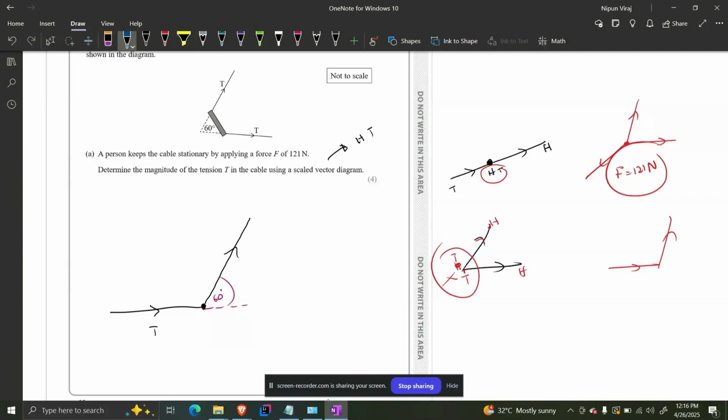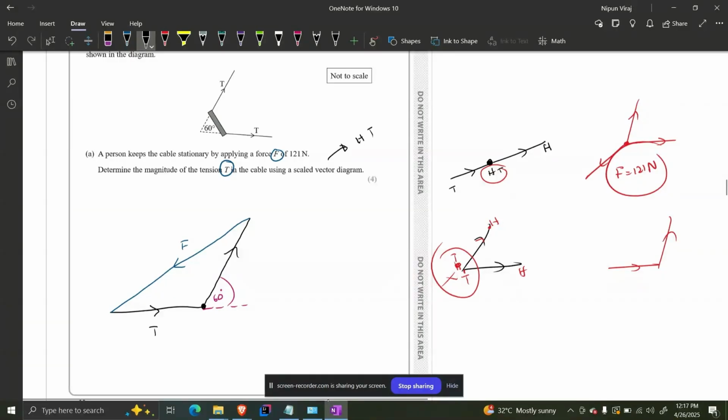No, because we don't know the actual value of T. We only know the actual value of F. So the final diagram should come like this. I'm drawing a sketch of the diagram. The final diagram should be something like this, because in a vector diagram, the main theory is heads and tails should be connected. Tail, tail, head, head cannot be connected. That's the main point.